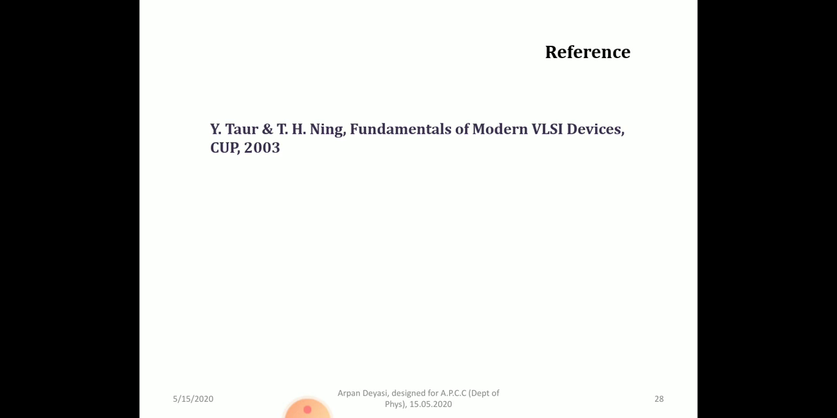Thank you all. In the next lecture I will go to the depletion and inversion approximation, then the MOS capacitance, and I will try to go into the amount of charge stored for depletion and inversion conditions. So thank you all for today, and wait for lecture 3, the third lecture of the series on the MOS capacitor. Thank you all.